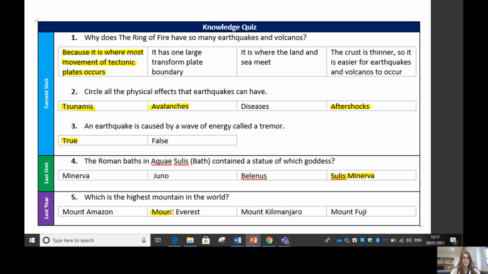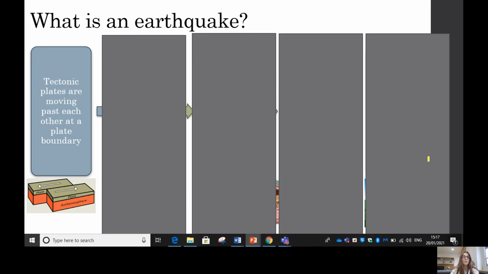Well done, it is Mount Everest. So give yourself a score out of 5. And let's move on to our new learnings. So first of all, we're going to quickly recap what an earthquake is before we look at the human effects.